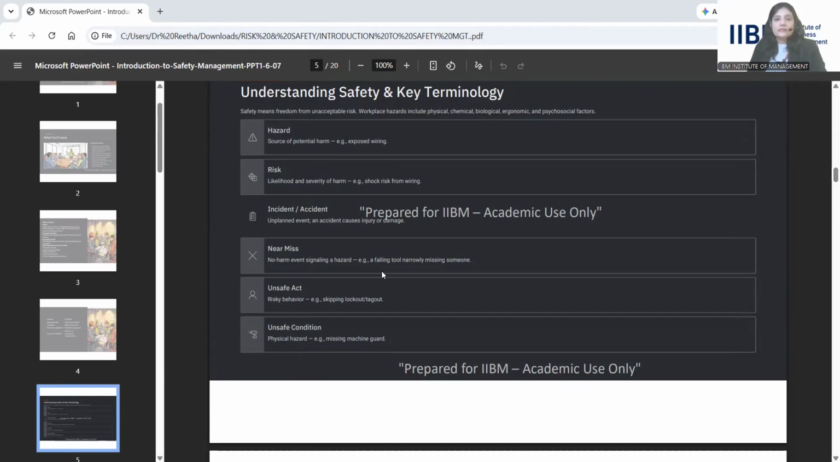So, what is a hazard? When we are looking at various safety and risk factors, understand the key terminologies. What is a hazard? It's a source of potential harm. That is, it could be exposed wiring, for example. And what is a risk? It's the likelihood and severity of that harm, like shock or risk from wiring. Then what we call an incident, or sometimes an accident, an unplanned event which is classified as injury, or it could be damage.